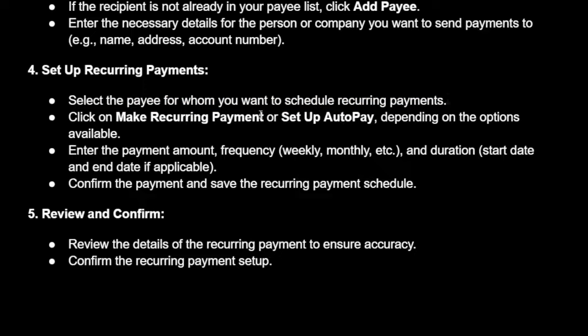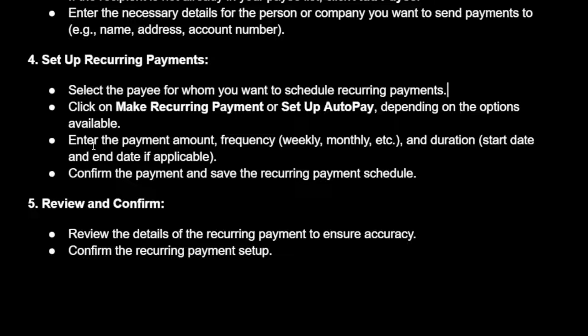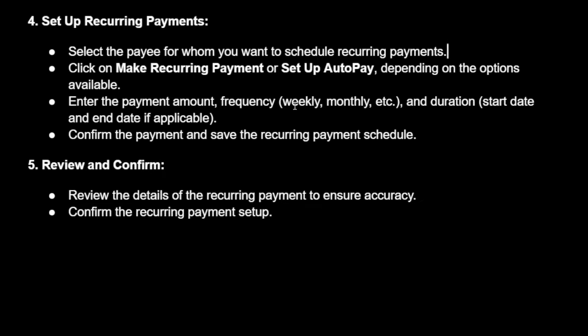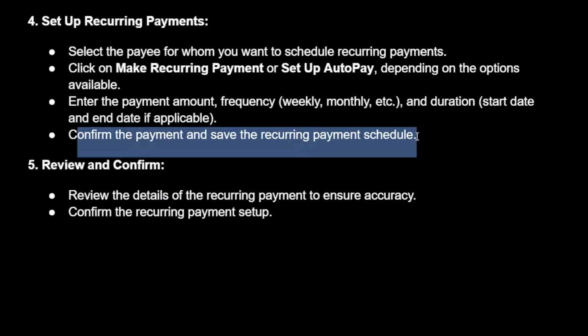Click on make recurring payment or set up autopay, depending on the options available. Then you will enter the payment amount, frequency, whether weekly, monthly, and so on, and the duration, the start date and the end date if applicable. Then you will confirm the payment and save the recurring payment schedule.